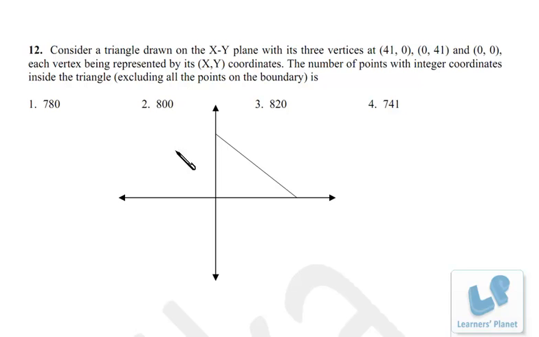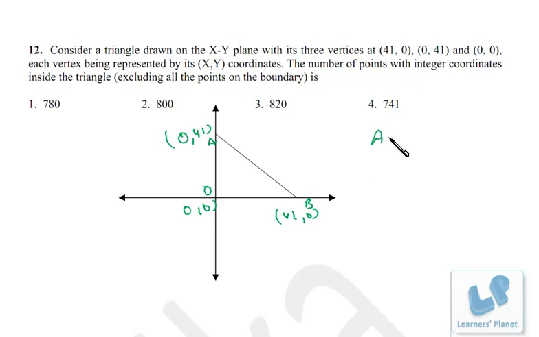Now friends, this is the situation. XY plane, this point is (0, 0), this is (41, 0), and this is (0, 41), right? Now we have to find out the points with integral coordinates, right? And the point should not lie on the boundary, right? Suppose this is O, A, B. So for that, what should be the condition?